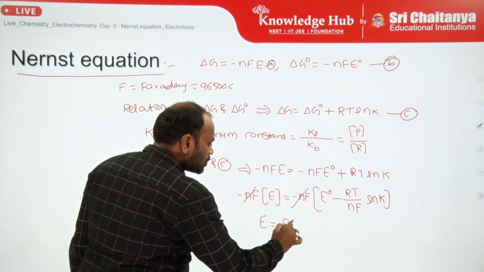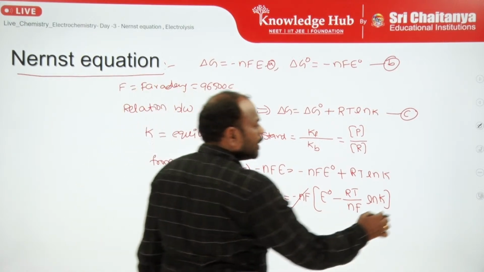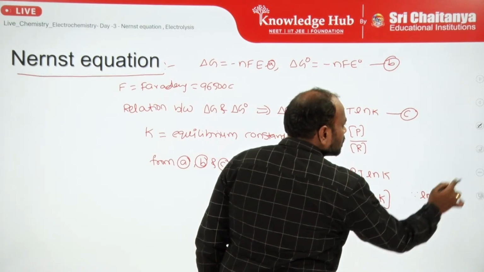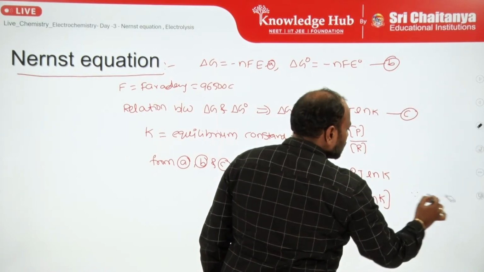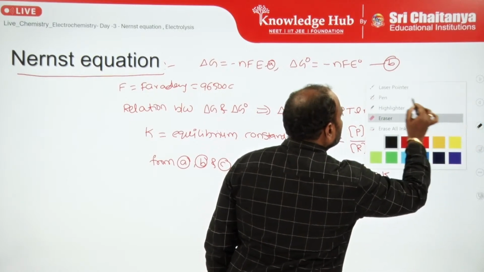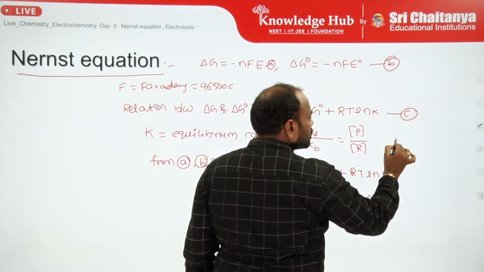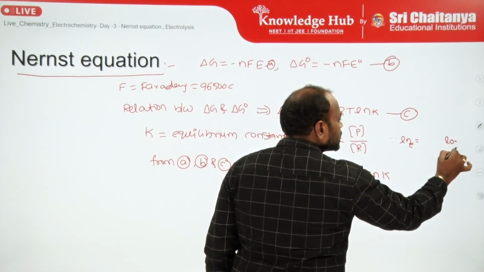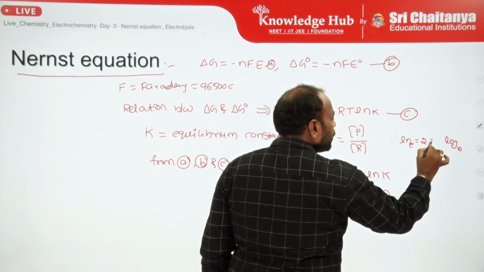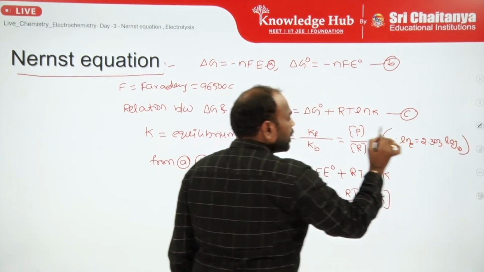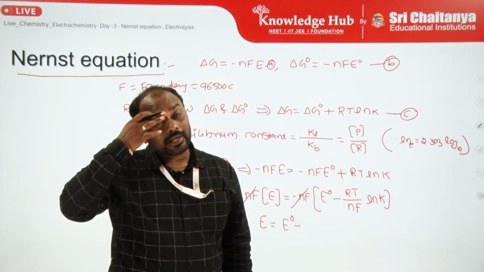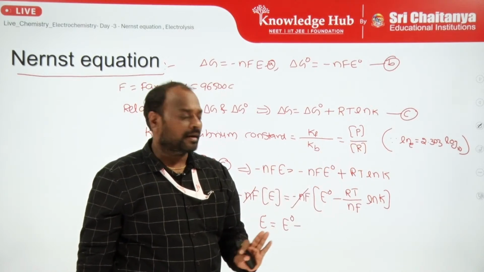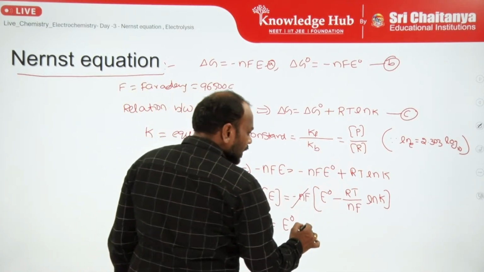E is equal to E naught minus, but we have one more formula. ln is the log to base e, but log is to base 10. The relation is 2.303 times. ln is how many times heavier compared to log 10? That is 2.303 times heavier compared to log 10. Substitute that value. What do we get here?